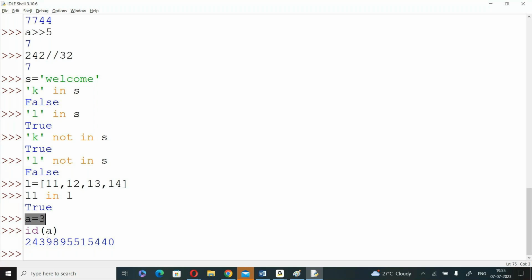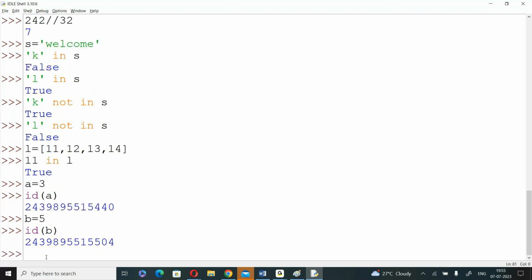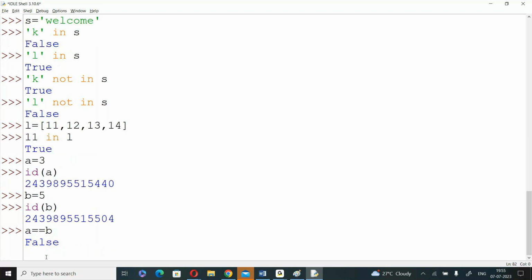That is called address. Suppose B is equal to 5. id of B. This is also an address. Now A equal to B. Here what are we doing? We are comparing. Yes or no? Remember, here you are comparing the values present in A with the values present in B. Here you are comparing the values. Output is true or false? So A value 3, B value 4.